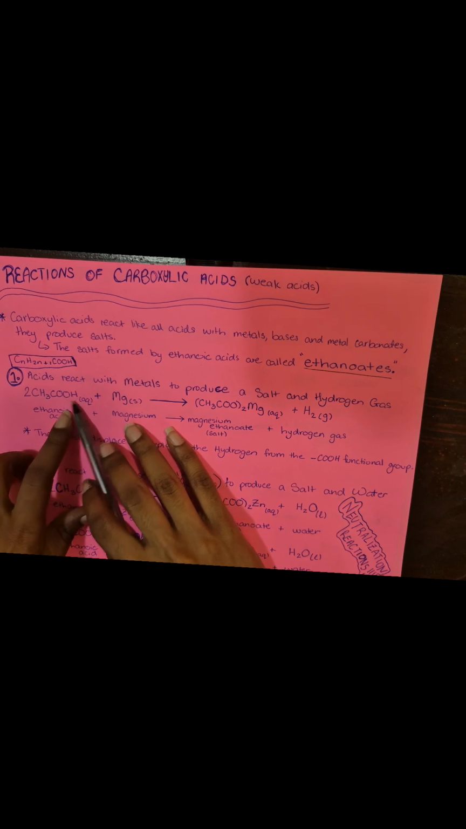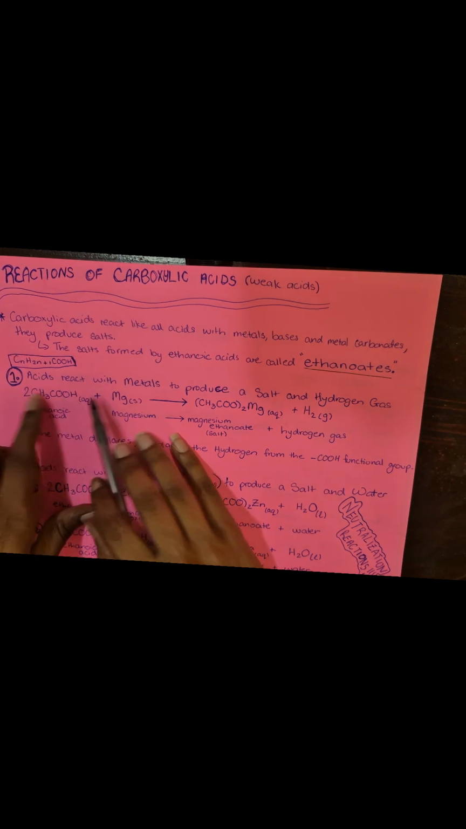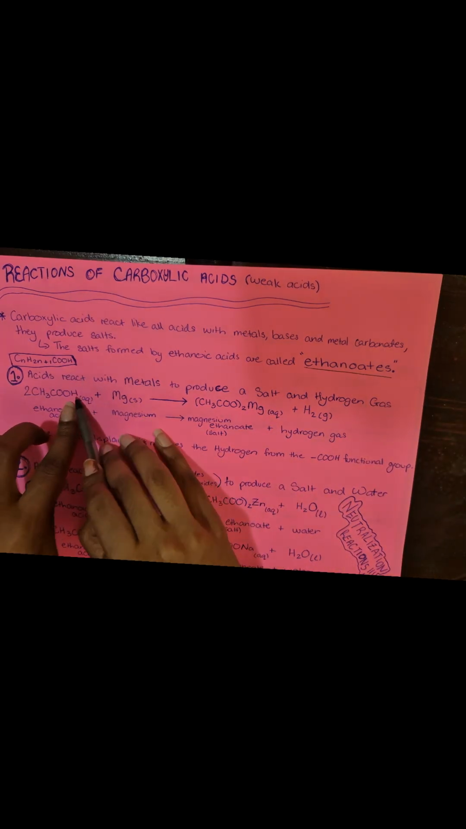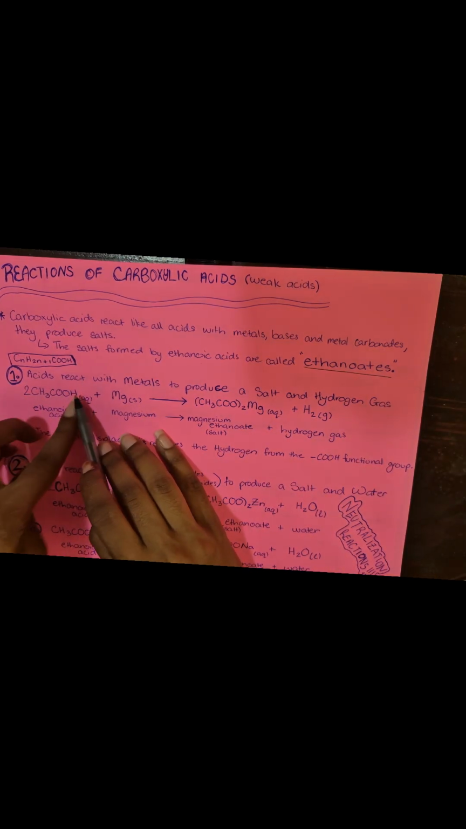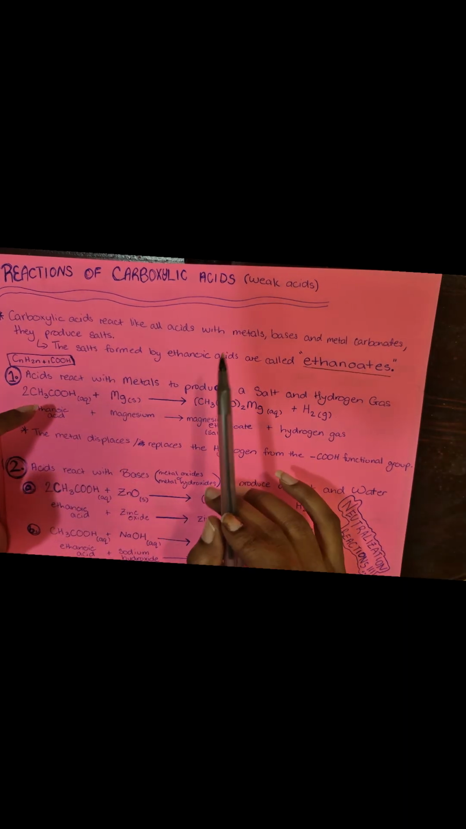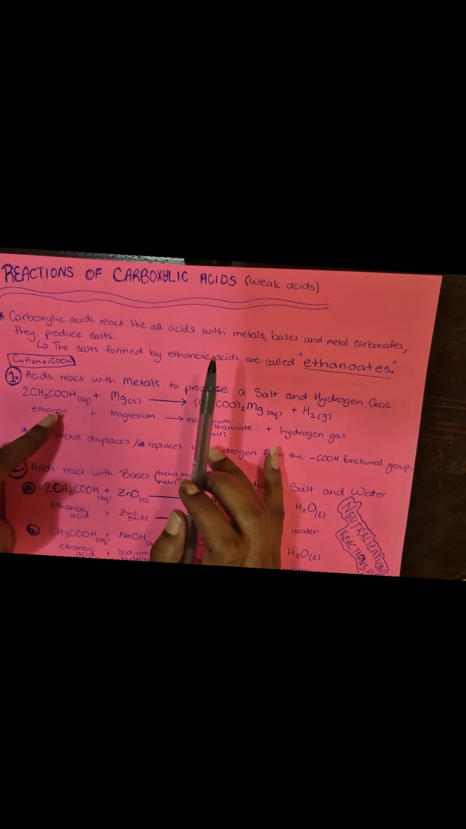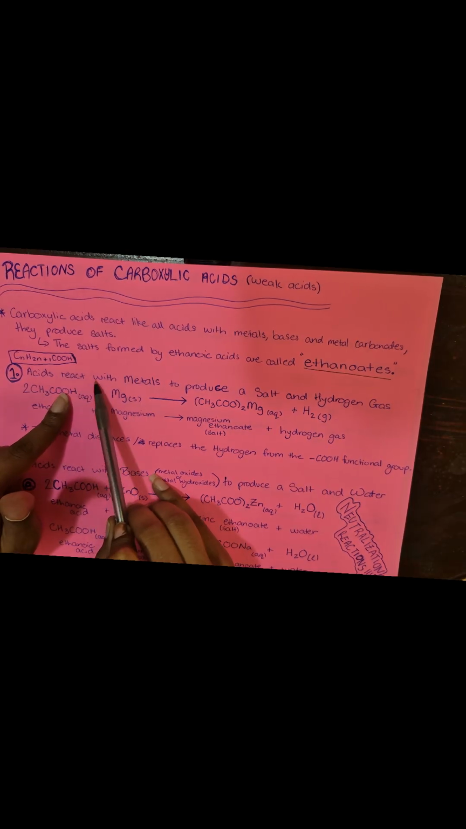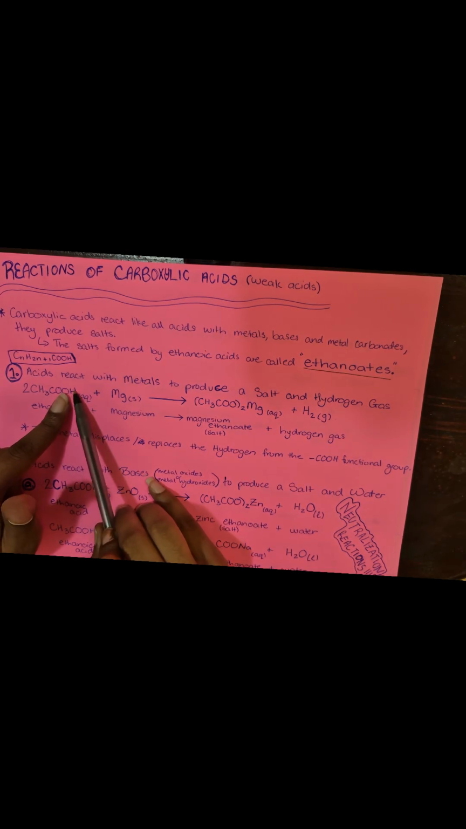This is why carboxylic acid is called a weak acid, because when it ionizes, when it turns into its ions, it only loses this hydrogen at the end. It doesn't lose all of its hydrogens. Strong acids would lose all of their hydrogens. They would fully ionize, but weak acids only partially ionize. So when ethanoic acid ionizes, it only loses its hydrogen. This hydrogen, not all the hydrogens.